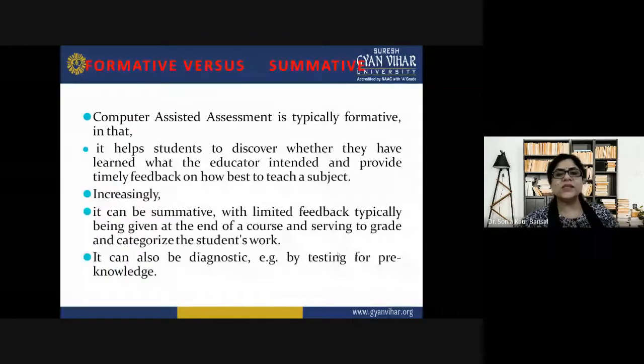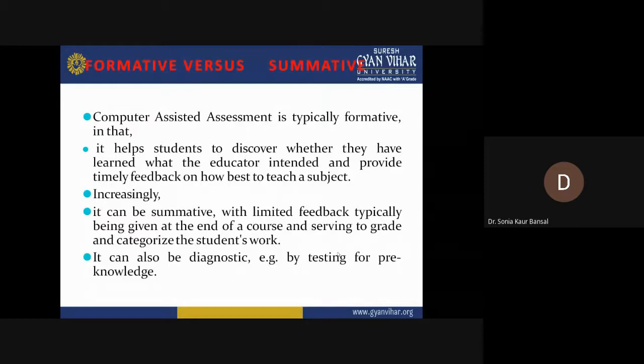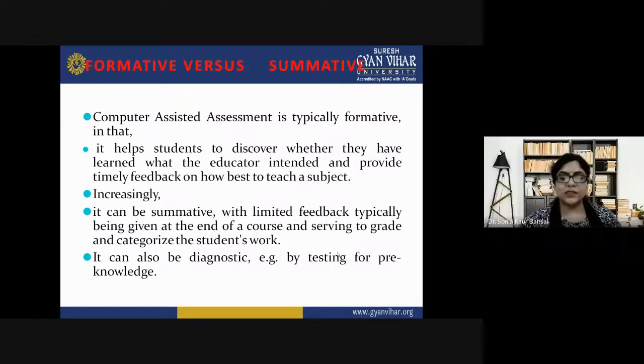Now, formative versus summative assessment, we are going to understand about it. Computer assisted assessment is typically formative, because it helps the students to discover whether they have learned what the educator intended and provides timely feedback on how best to reach a subject. Increasingly, it can be summative, with limited feedback typically being given at the end of the course and serving to grade and categorize the students' work. It can also be diagnostic, by testing for pre-knowledge.